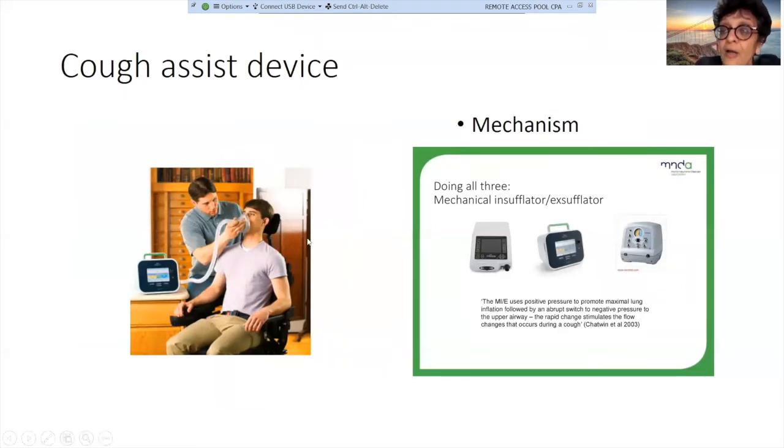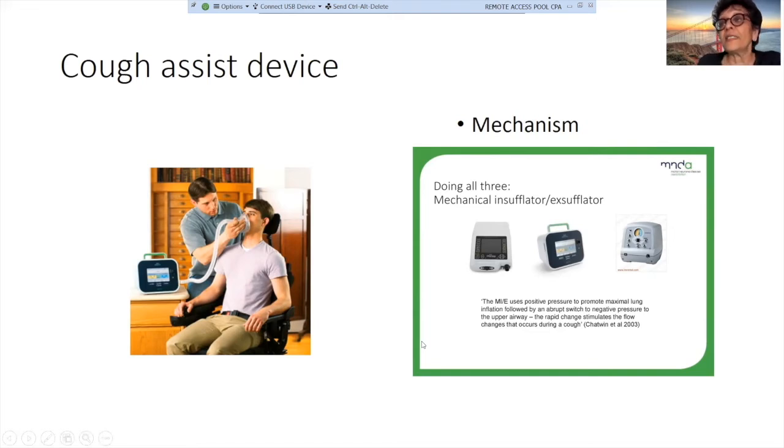So if the cough reflex is impaired, we use what is called a cough assist device. It's also called a mechanical insufflator-exsufflator. What it does is it gives a positive pressure so that the lungs can be completely filled up with air, maximal lung inflation. And then it abruptly switches to a negative pressure, almost like a vacuum. So it applies this negative pressure to the upper airway through this mask, and it stimulates the flow and rapidly extracts all the mucus that is sitting in the airways.